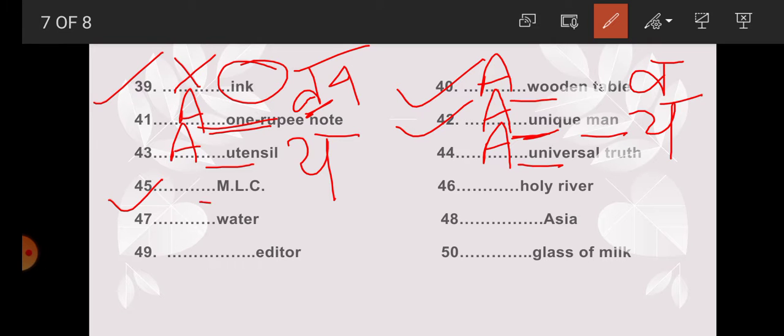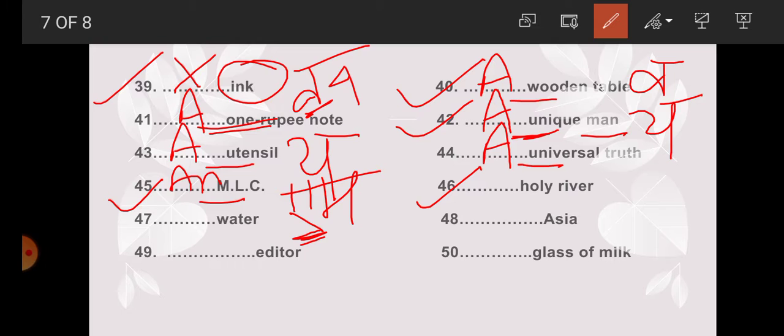Now next, 45, student, question number 45, dash MLC. So first letter M. How do we pronounce M? Like this. So what is the first sound here? "Em". So M starts with the vowel sound. So write here N.